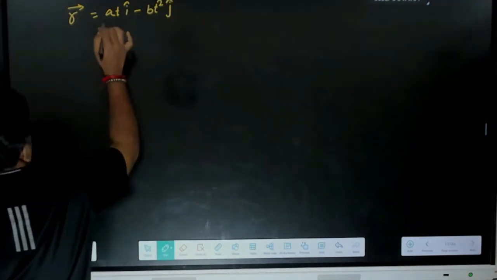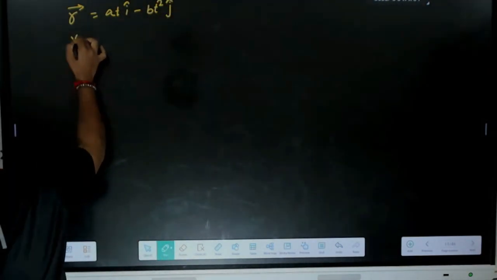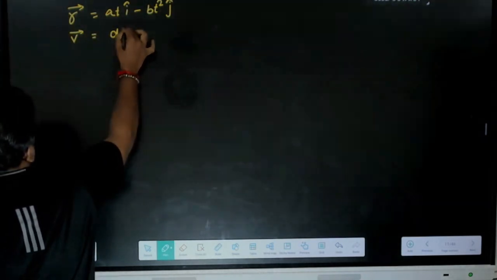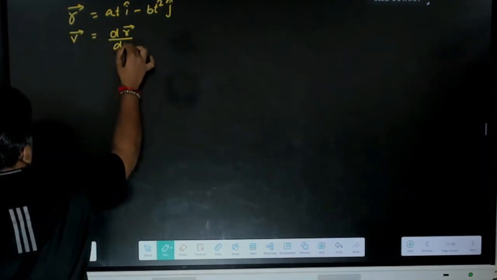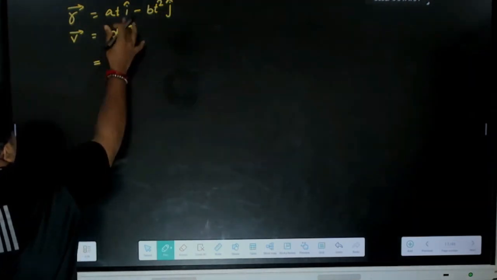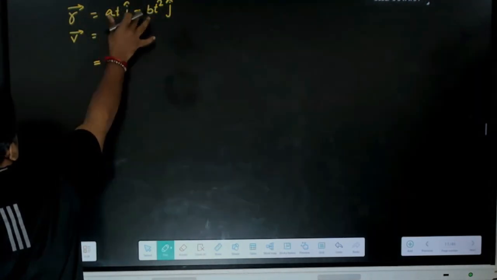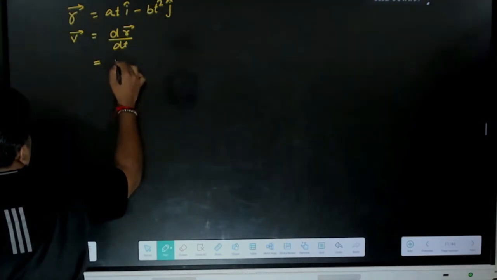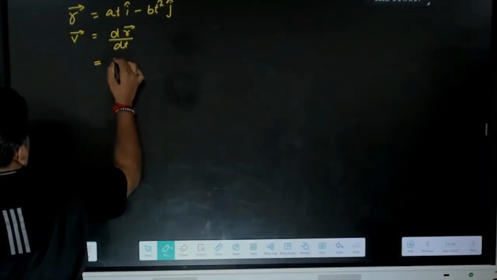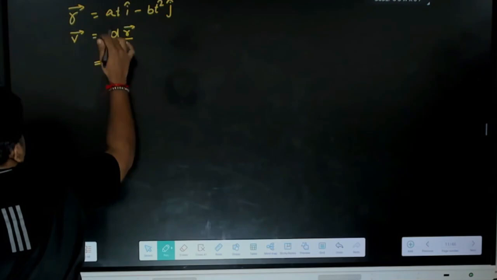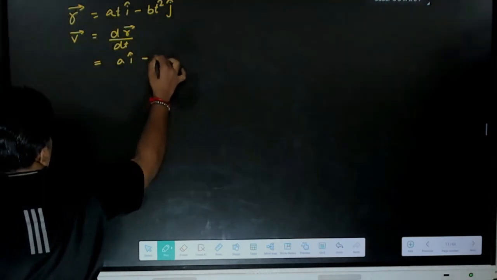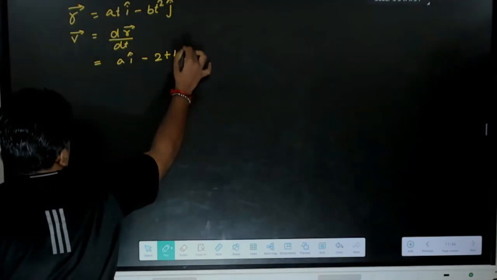So why waste time? Can't we directly find the value of the velocity vector? Yes sir. How can we find dr vector upon dt, sir? Directly you can differentiate the equation of the position vector. If I differentiate, this will become a i cap minus 2 t b j cap, students.